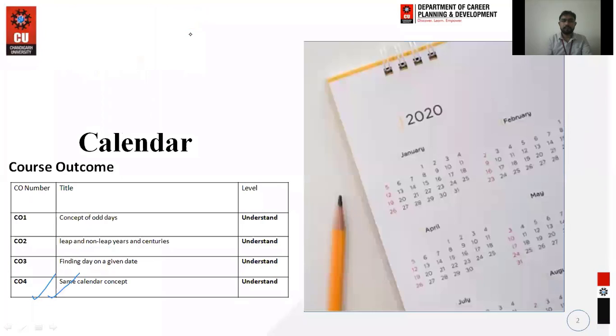In this chapter, we will be learning the following things. First, we will be learning the concept of odd day. Then, we will be learning the leap and non-leap year and the centuries. Then, we will be learning finding days on a particular date and then the same calendar concept. So, these will be the subtopics of today's lecture.